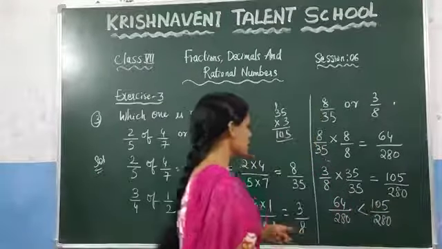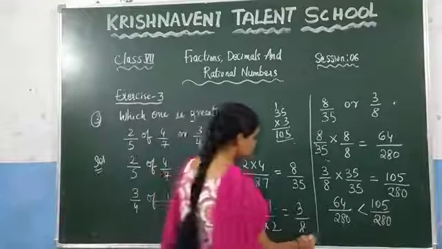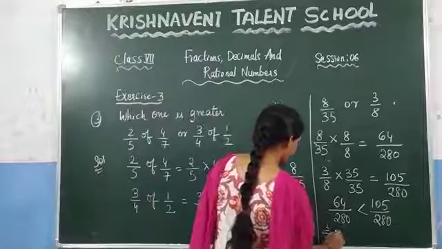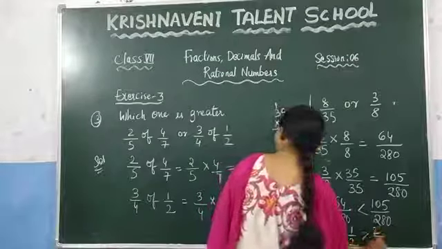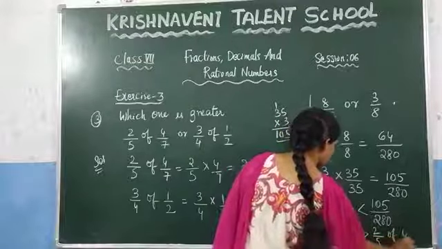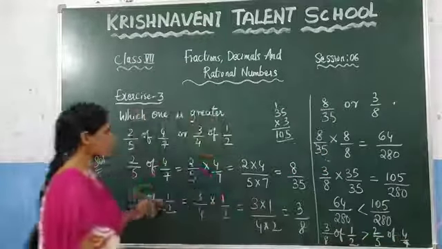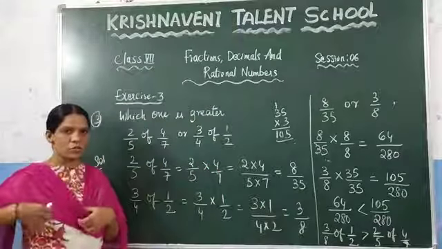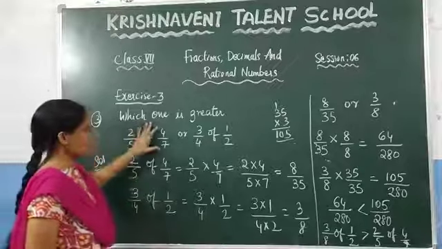What is this? This is nothing but this value that we just calculated. So we can say that 3 by 8 of 1 by 2 is greater than 2 by 5 of 4 by 7. This is the problem. What they asked here, they have given two fractions. You need to find out which is the greater fraction.